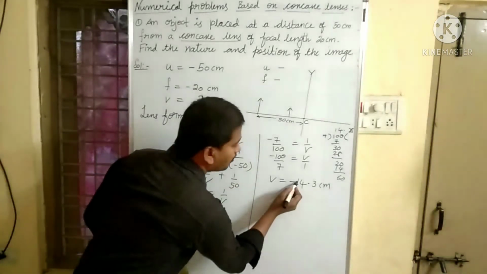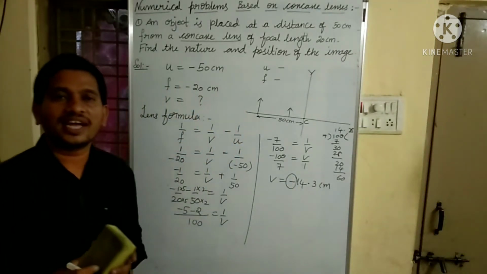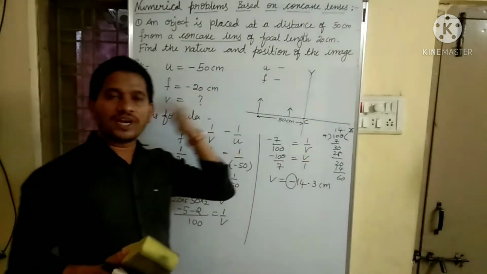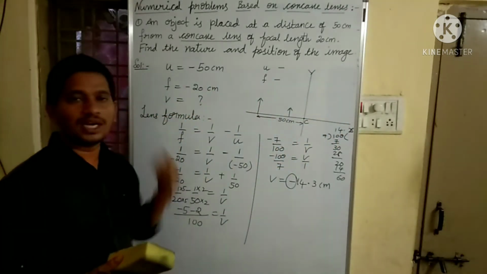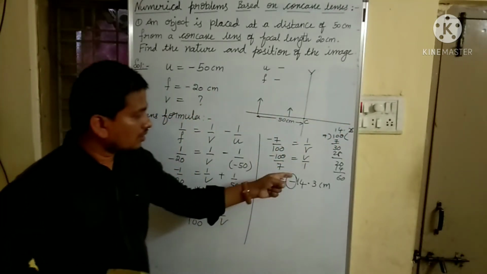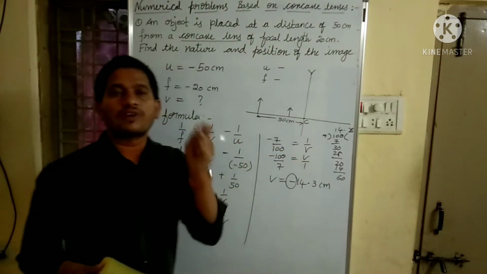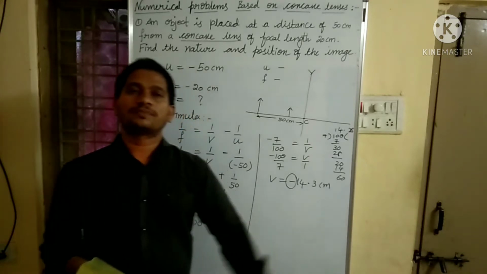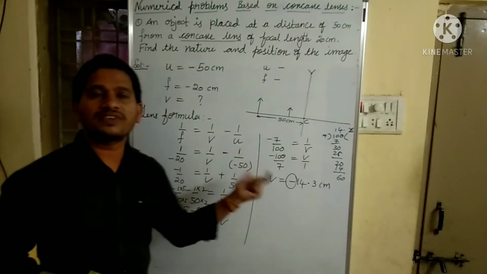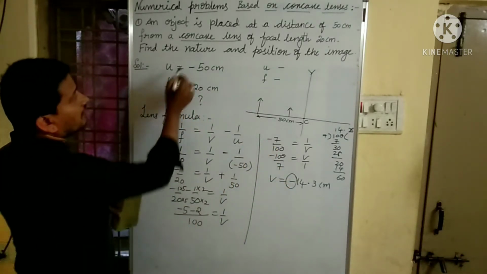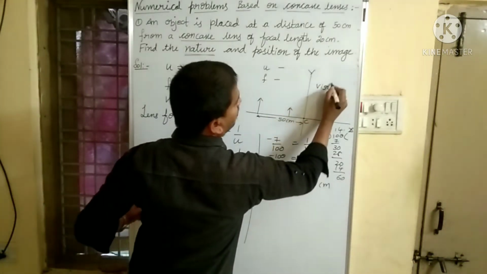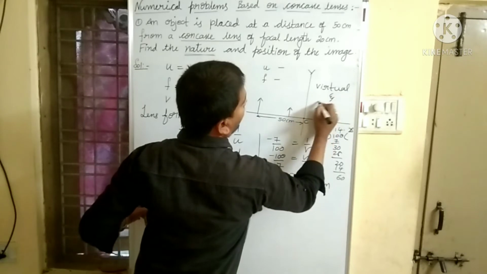What does the minus sign indicate? It indicates that the image formed is in front of the lens, on the same side of the lens. So the image formed by a concave lens is always negative only, which is a virtual image. What is the nature of the image? The nature of the image is virtual and erect.